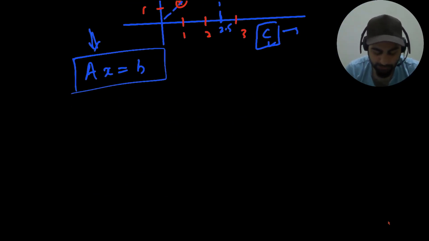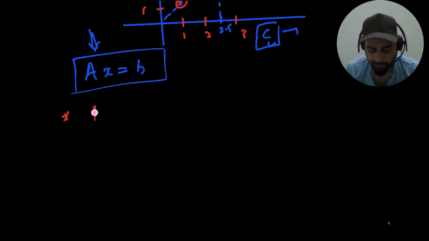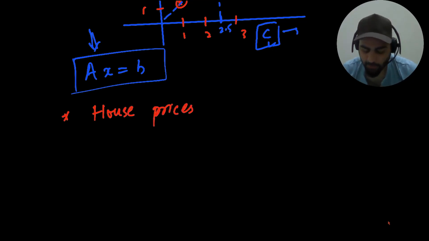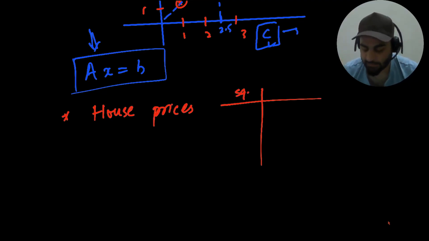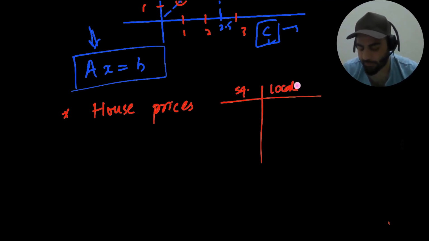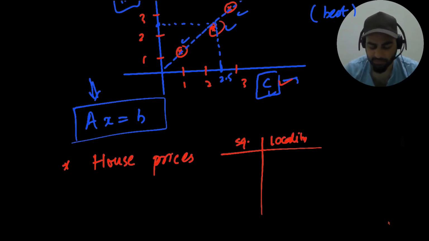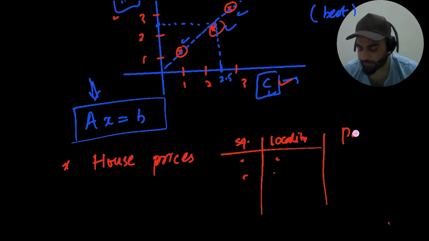Let's suppose you want to predict house prices. The features you have been given are, let's suppose, the square footage of the house, how big the house is, and the second thing, the locality of the house, in which locality the house is. Let's suppose this is C and this is D. Now based on these two features, you want to predict the price of the house.